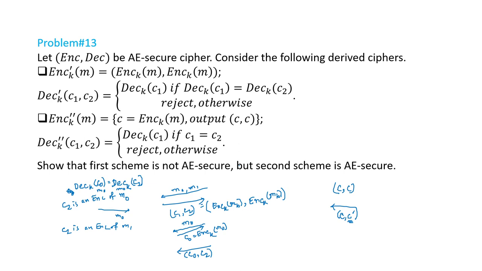because again, if you have to come up with a forged valid ciphertext for some unseen message, then you have to generate such C star comma C star such that it is an encryption of M star not seen in the query phase, which is again difficult due to the underlying scheme, encryption comma decryption, being AE secure. This encryption double dash, decryption double dash will also satisfy AE security.